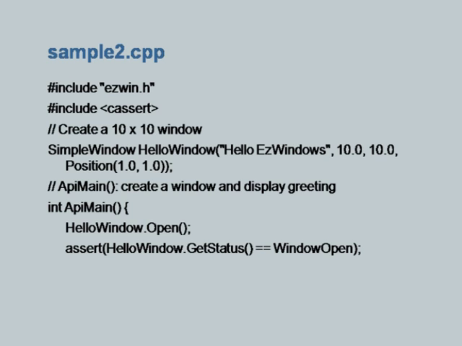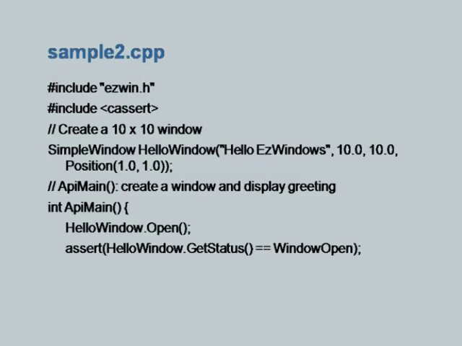Now getStatus is another property of the simple window class. This getStatus is able to tell you whether the window is open or not. So I am asserting it is open. If it is not, if the window is not open, this will send a message and terminate automatically. So I got my window now. Exactly, instead of my first window, it will say hello EZ windows.